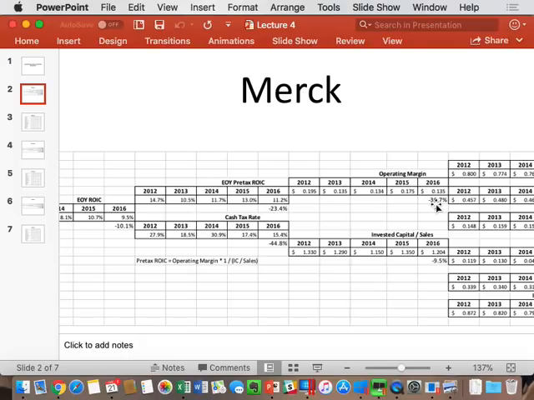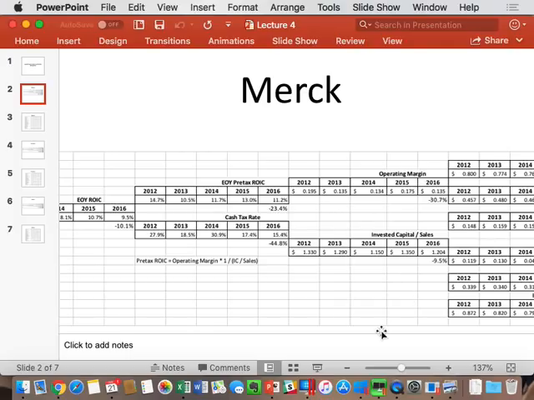Driver number 3, productivity. Invested capital to sales. Remember, everything on this page is normalized per dollar of sales. So, the way to read this, in 2012, to generate $1 of sales, Merck spent $1.33 of invested capital. In 2016, to generate $1 of sales, Merck spent $1.20 of invested capital.